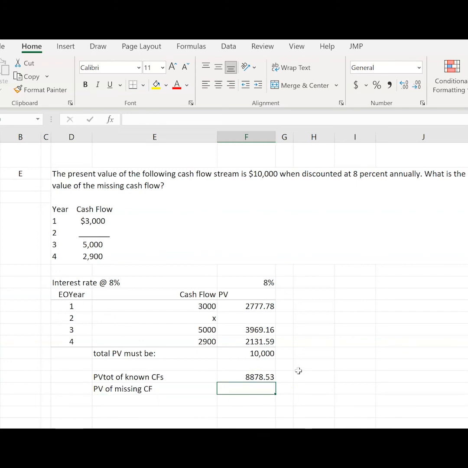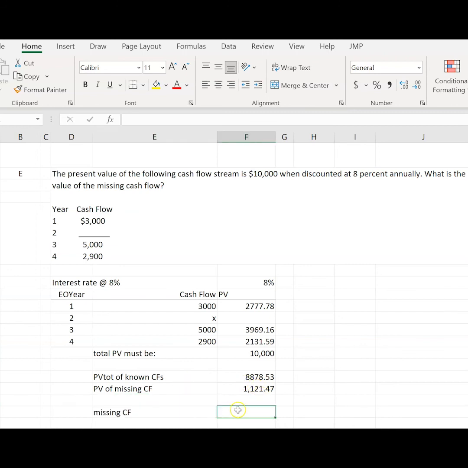The present value of our missing cash flow is going to be $10,000, that we know all of it has to add up to, minus the present value of the cash flows that we do know. Okay, so the present value of the missing cash flow is $1,000, but this is not our solution. We have to figure out what the actual cash flow is. This is just the present value of that cash flow.